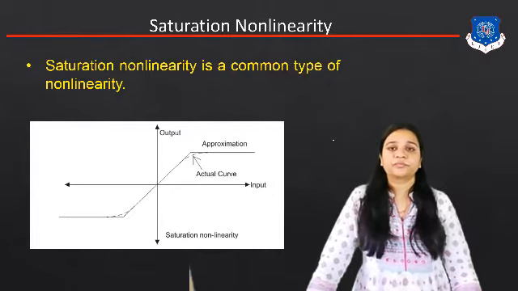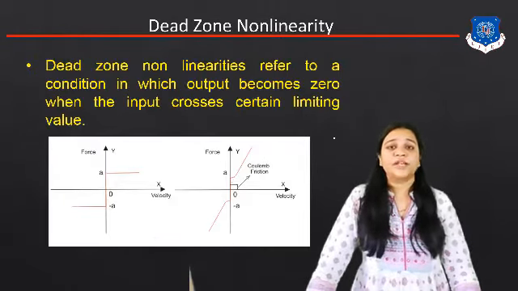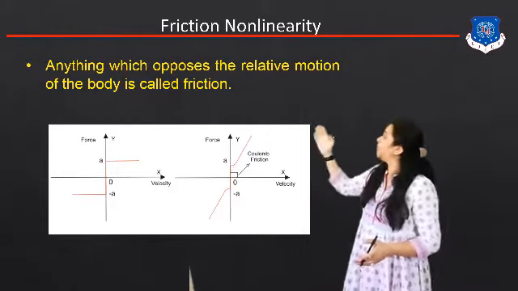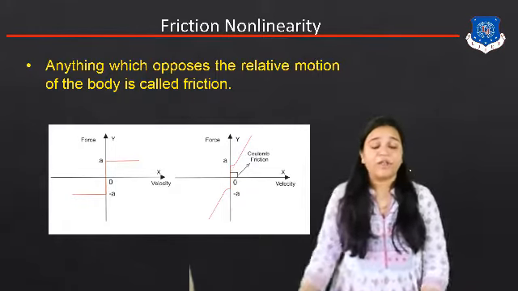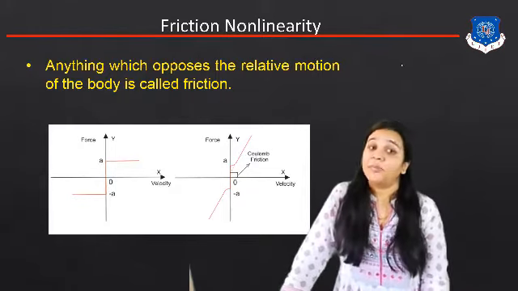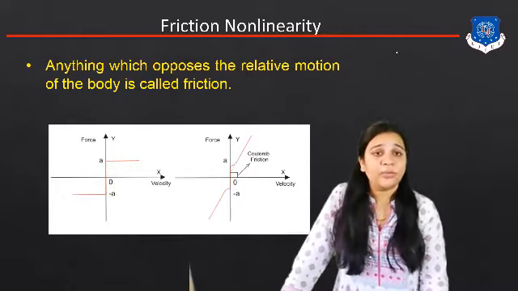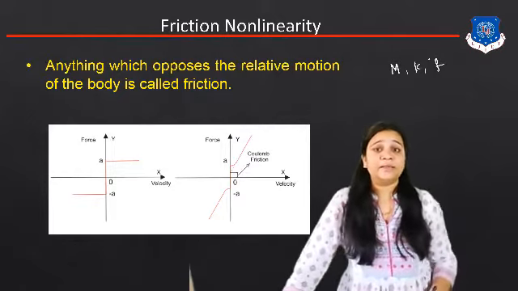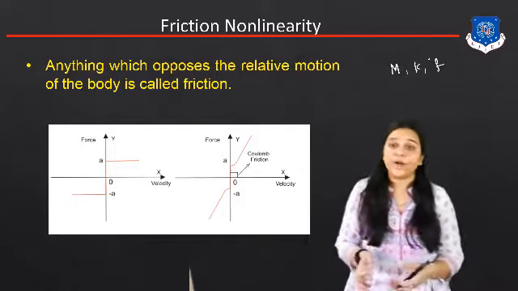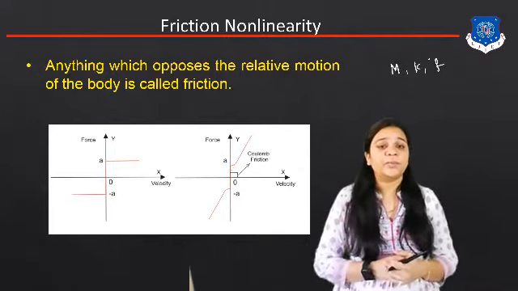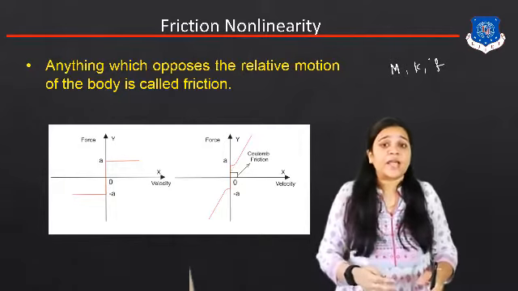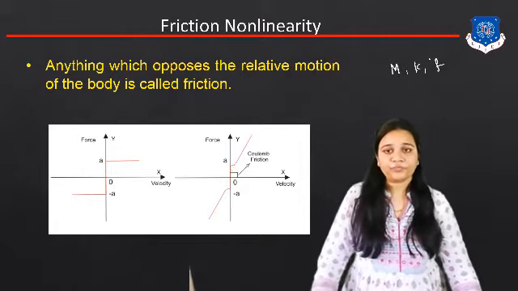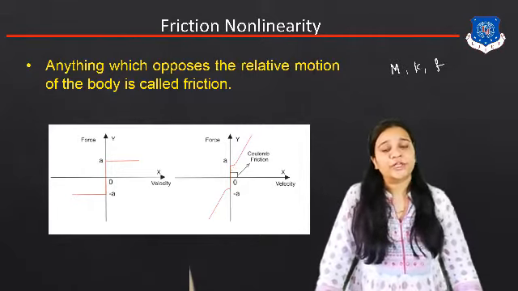Next one is the friction non-linearity. Anything which opposes the relative motion of a body is called friction. As we already know, the basic components of a mechanical system are the mass, spring and damper. Anything which opposes the relative motion of the bodies in a mechanical system is known as friction non-linearity. Now we apply a force to this particular mechanical system.